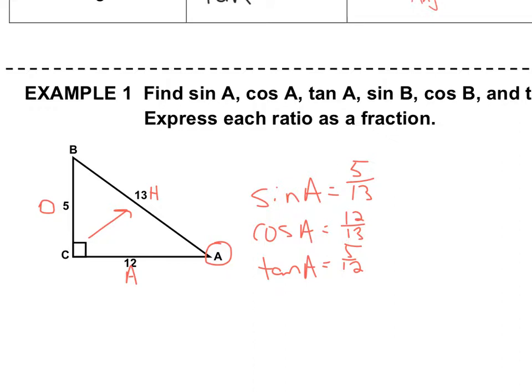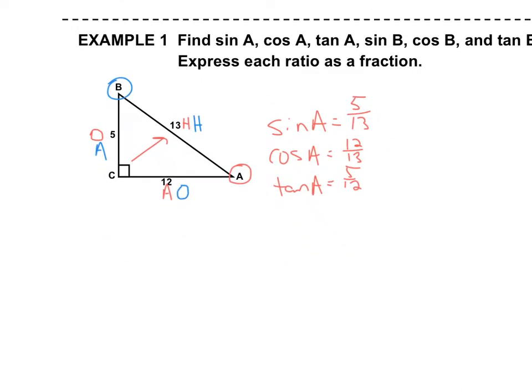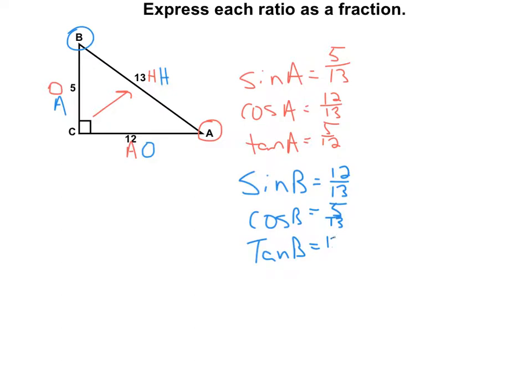Now we also need to do this for B. So I'm going to change colors here because now things change a little bit. If I'm talking about B, then 12 turns into the opposite. 5 is now the adjacent, but 13 is still the hypotenuse. So I'm going to have sine of B, cosine of B, and tangent of B. But it's basically the same thing I did up there, just with slightly different numbers. So sine is opposite over hypotenuse, so the blue would be 12 over 13. Cosine is adjacent over hypotenuse, that would be 5 over 13. And then the tangent would be opposite over adjacent, which in this case would be 12 over 5, I'm sorry.